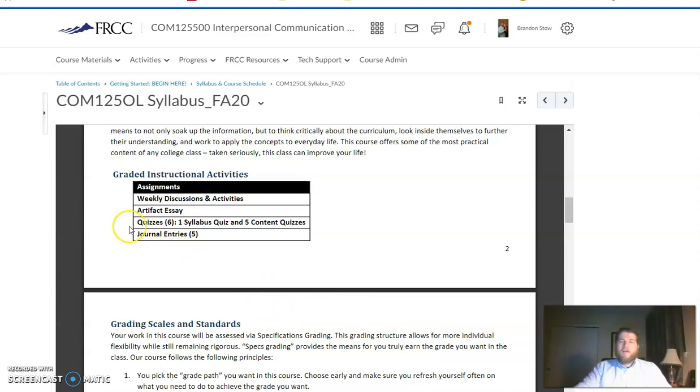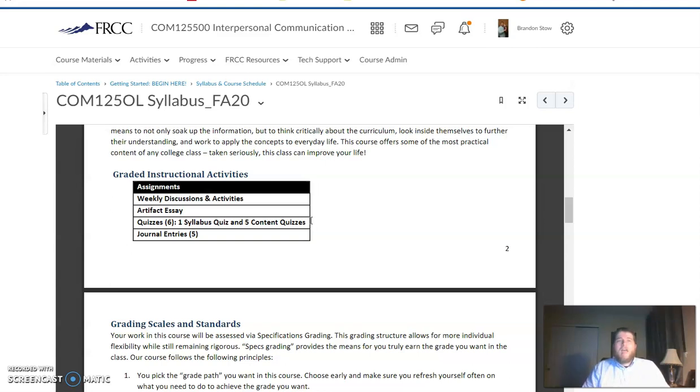Next, this looks very intimidating, and I guess maybe to some people it would be. This course has 6 quizzes, and part of your scavenger hunt was to find when the syllabus quiz is due. So there are 6 quizzes, one syllabus quiz and 5 content quizzes. I'm going to talk a little bit about the quizzes as we get to the grading scales and standards. This shouldn't be too horribly intimidating. I will explain how the quizzes work.